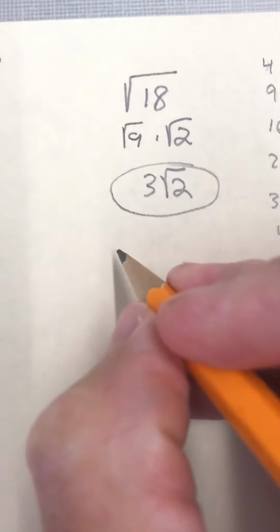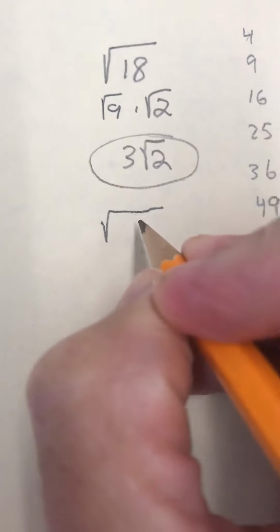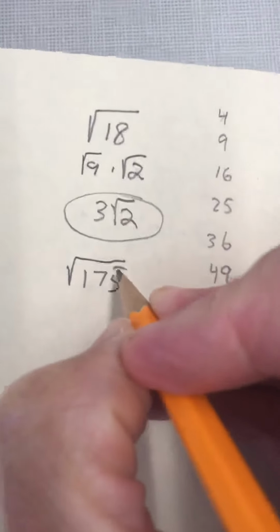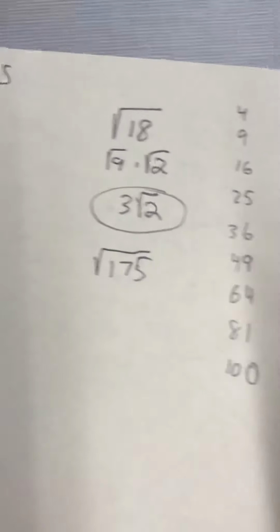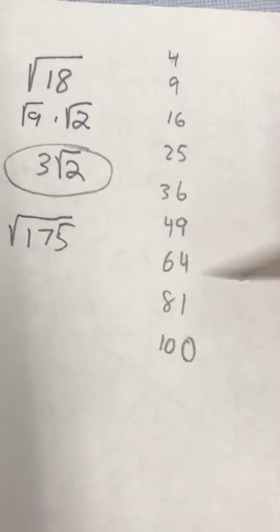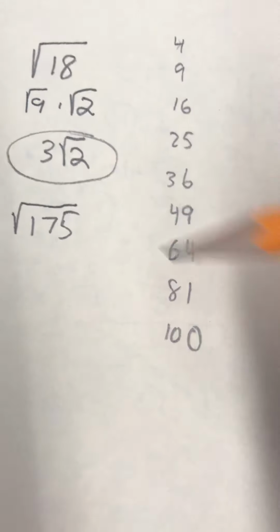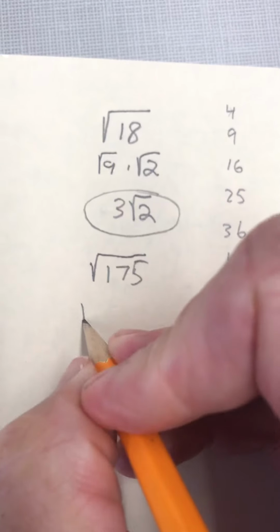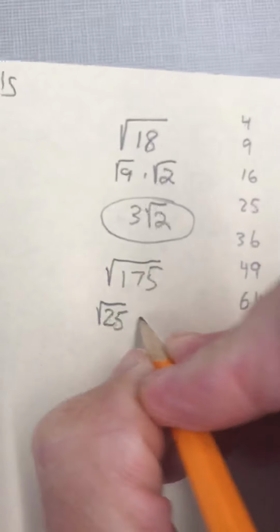Now let's do one that can be broken down. Let's do 175. That's a little more difficult. If you are good with numbers, it should be obvious which one divides into it. If you aren't, you could be like, 100 doesn't go in, 81 doesn't go in. You could experiment. But hopefully you realize that it's radical 25. That's the one that goes in evenly.